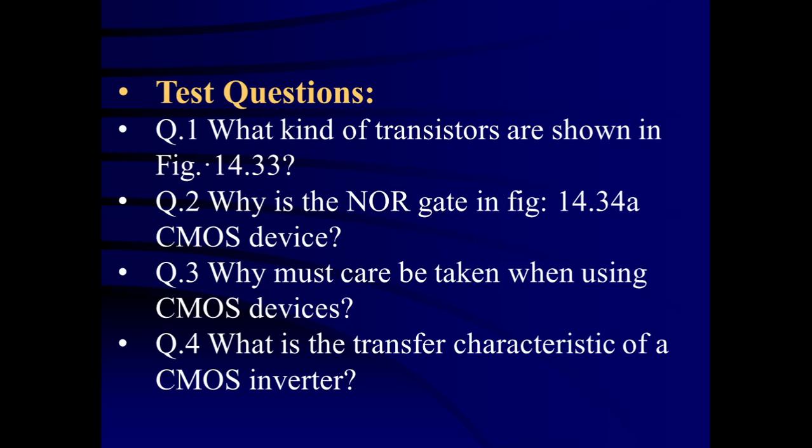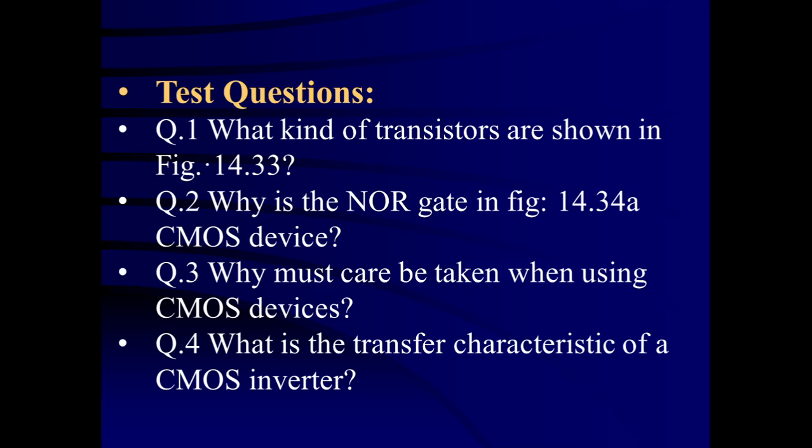In figure 14.34a, there is a CMOS NOR gate, in which transistors Q1 and Q2 are P channel MOSFETs and Q3 and Q4 are N channel MOSFETs connected in parallel. Q1 and Q2 are connected in series.